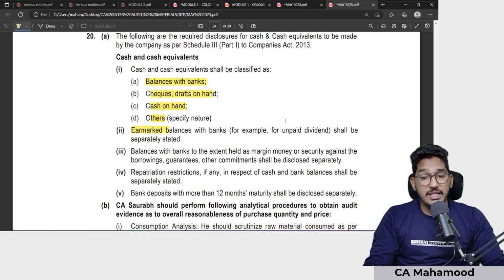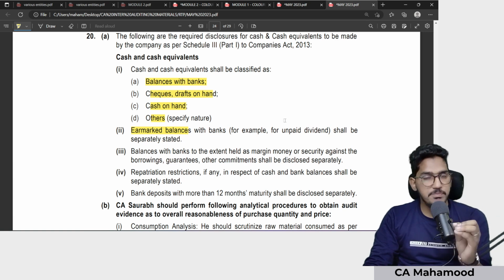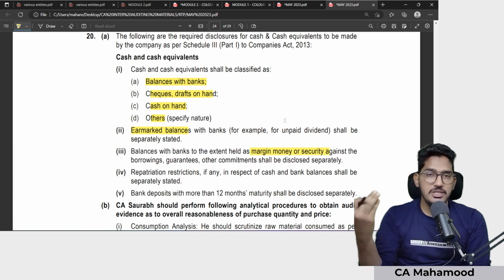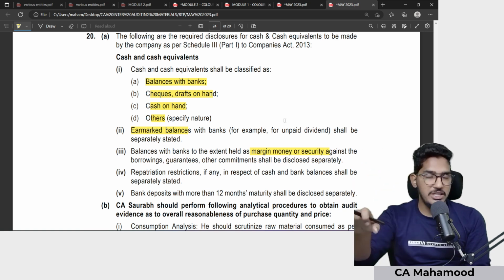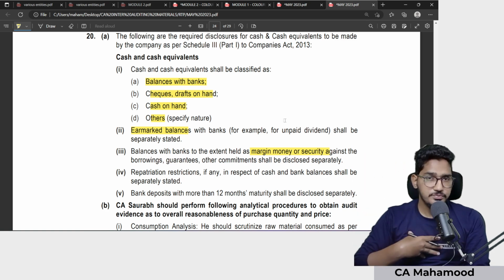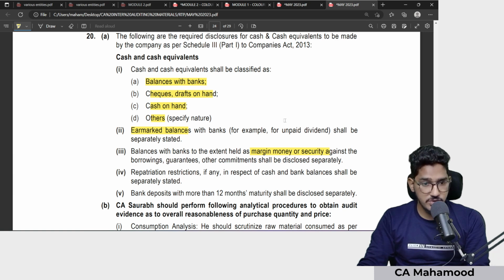And similarly, what are earmarked balances? Like unpaid dividend, that is an earmarked fund. That means for a specific purpose we have kept that. So like that, if you have any balances for specific purposes, that has to be stated separately. Balances with other banks held as margin money. Margin money means at short notice we give the money to others. We don't mention any repayment period. At whatever time we ask, the other bank will give us the loan. So if you have any bank balances as margin money, that amount should be separately disclosed.